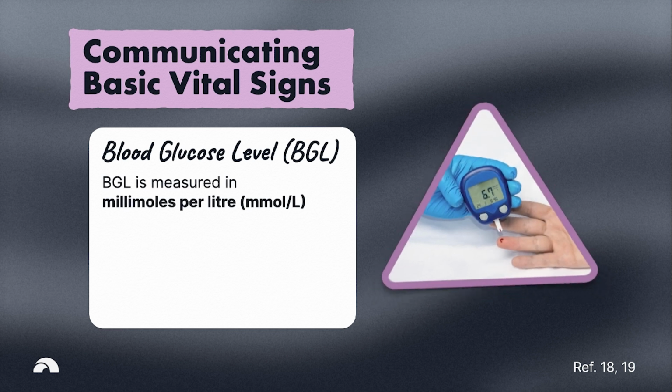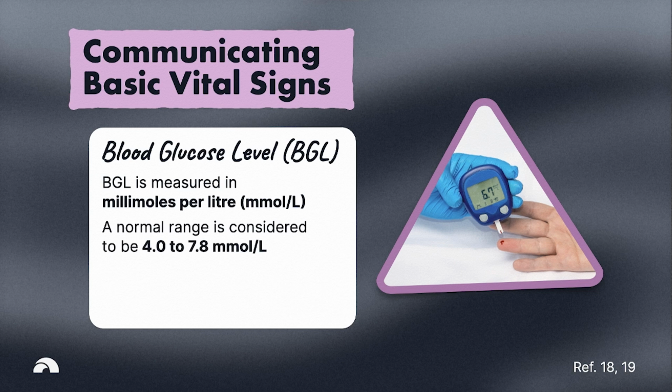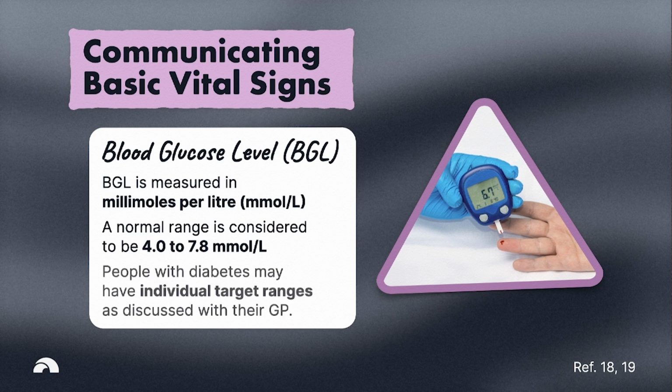BGL is measured in millimoles per litre, shown as mmol/L, and a normal range is considered to be 4.0 to 7.8 millimoles per litre, although people with diabetes may have different individual target ranges, as discussed with their general practitioner.